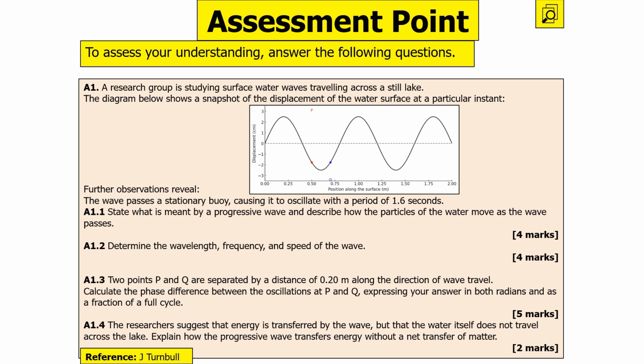2 points P and Q are separated by 0.20 meters along the direction of wave travel. Calculate the phase difference between the oscillations of P and Q, expressing your answer in both radians and as a fraction of a full cycle. Then researchers suggest that the energy is transferred by the wave, but that the water itself does not travel across the lake. Explain how progressive waves transfer energy without the net transfer of matter. So pause the video now, then unpause the video when you want to go through your answer.